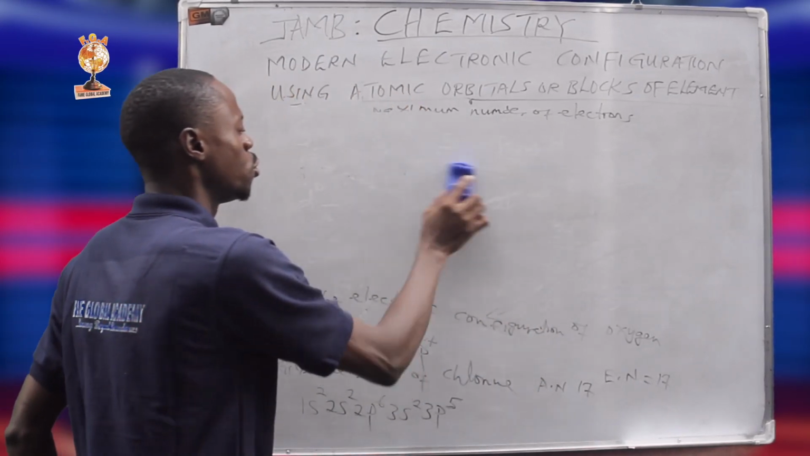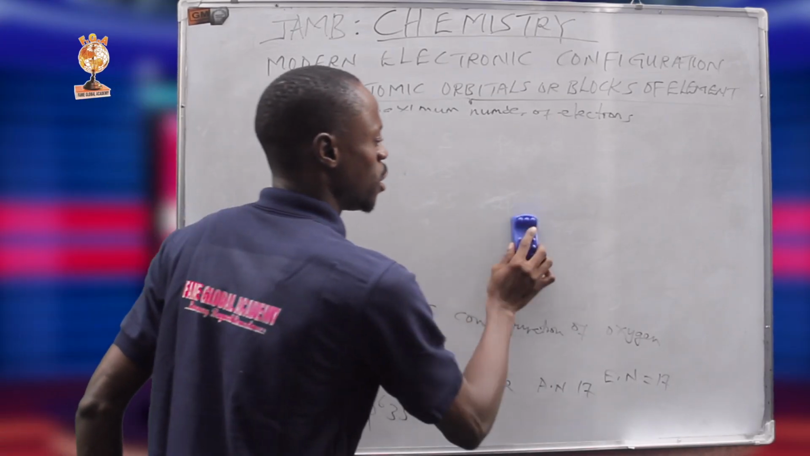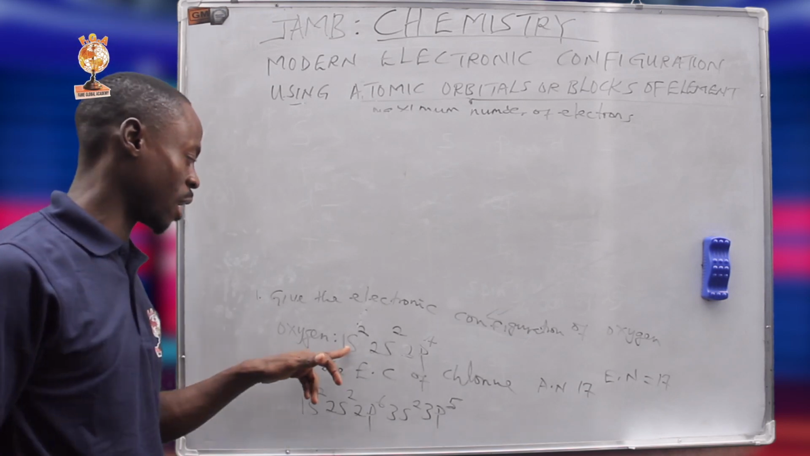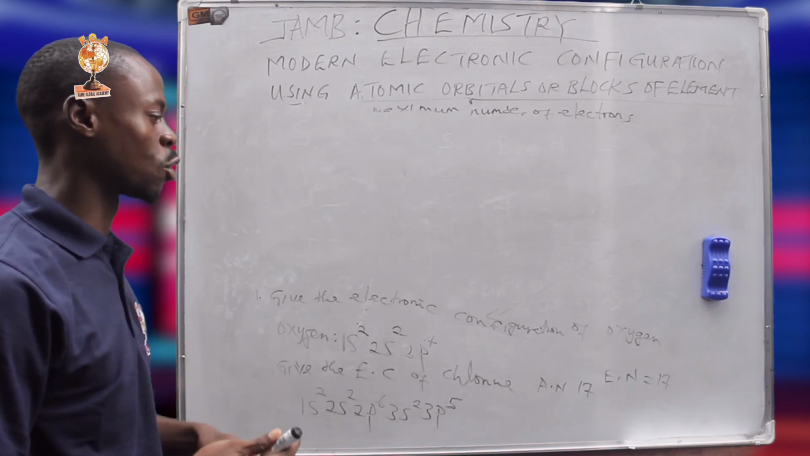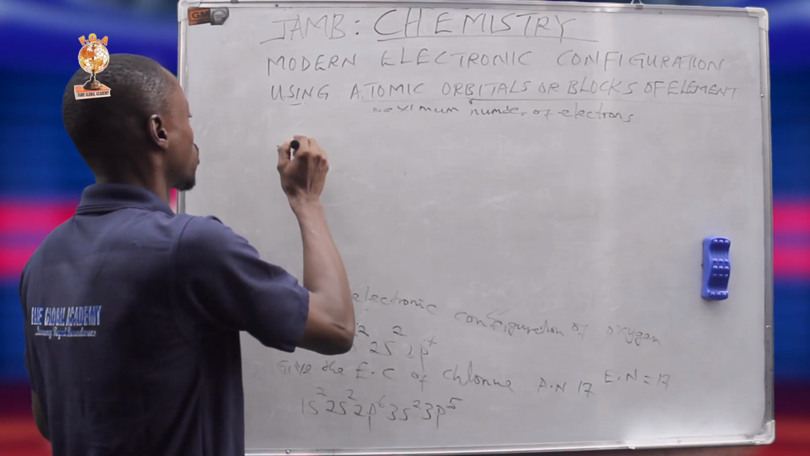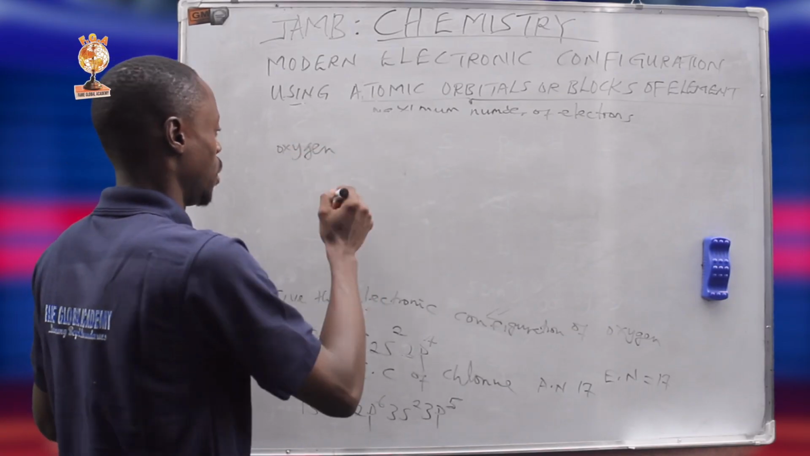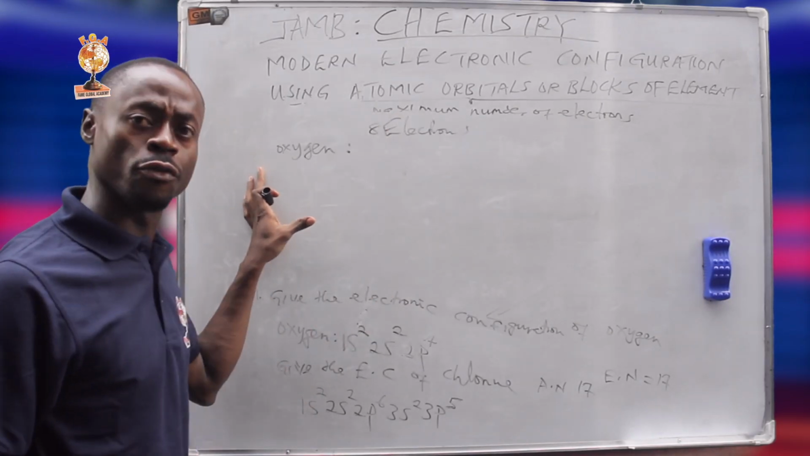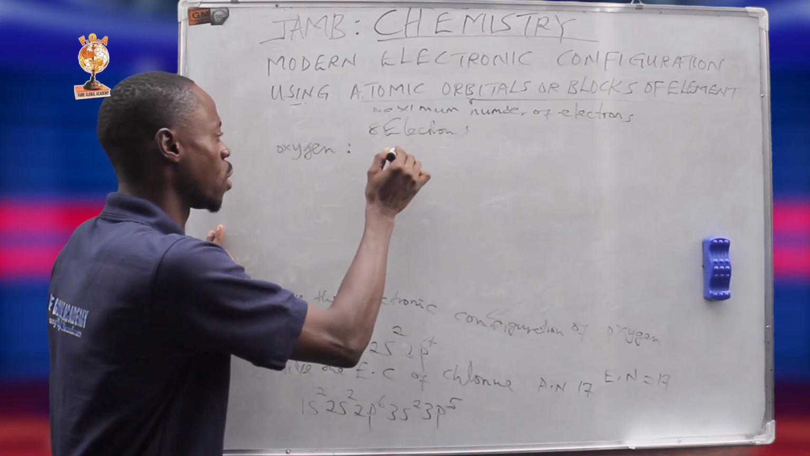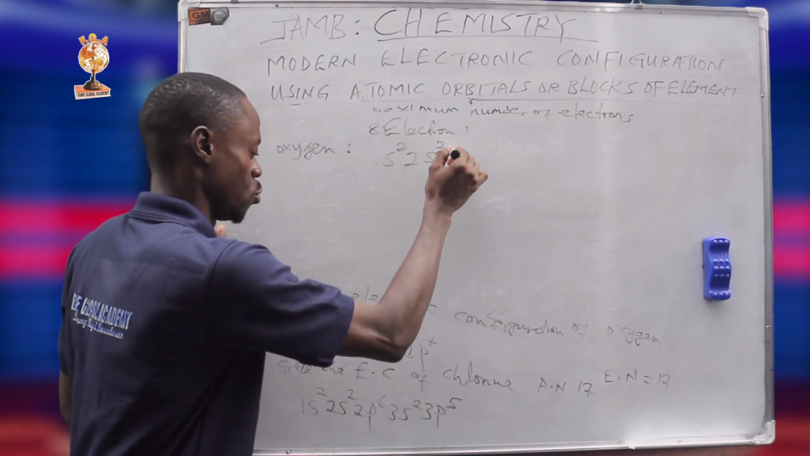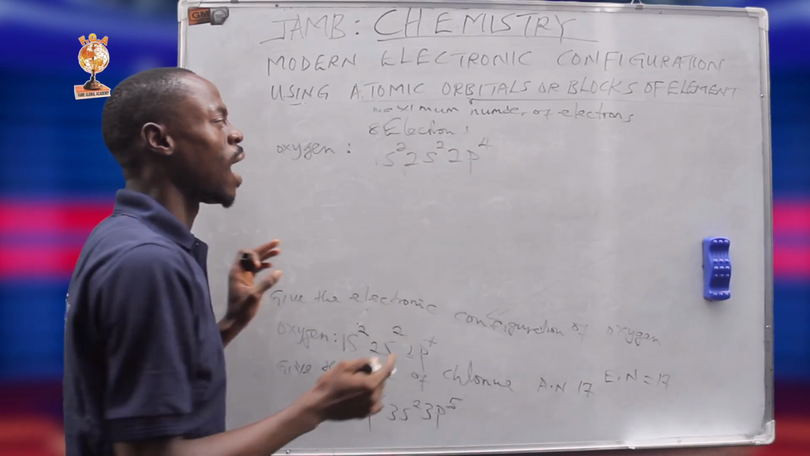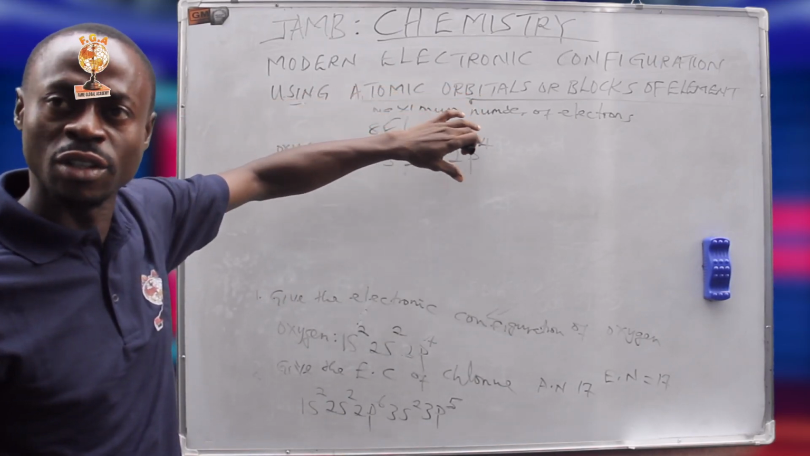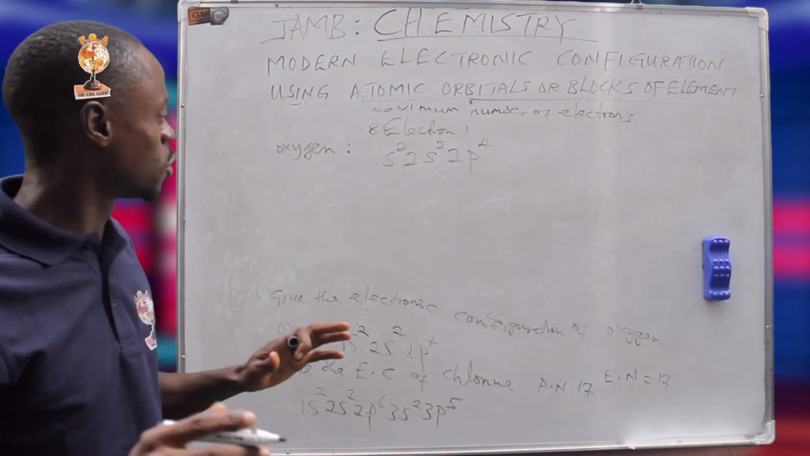So I want to show you a diagrammatical representation of the 8 electrons that occupy the orbitals of the atom of the element called oxygen. Now we've written the electronic configuration of oxygen as 1s2, 2s2, 2p4. How do you show the arrangement of these electrons diagrammatically? So let me teach you that now.